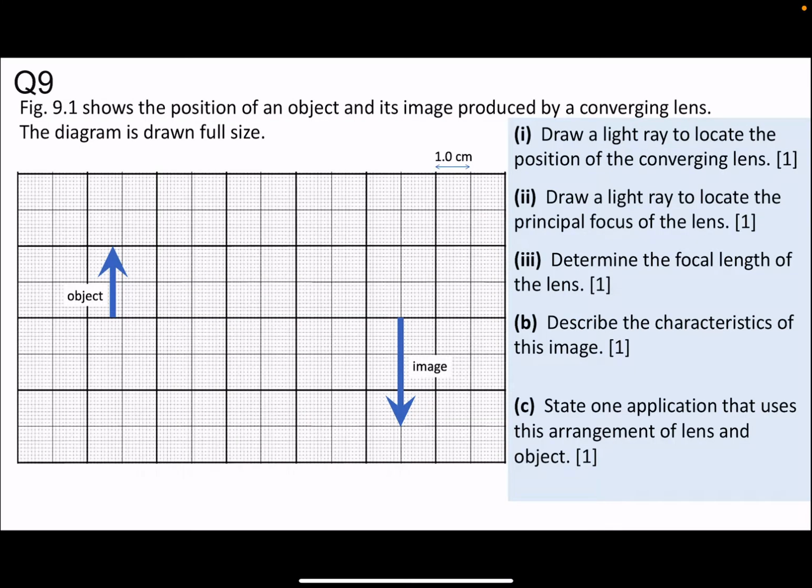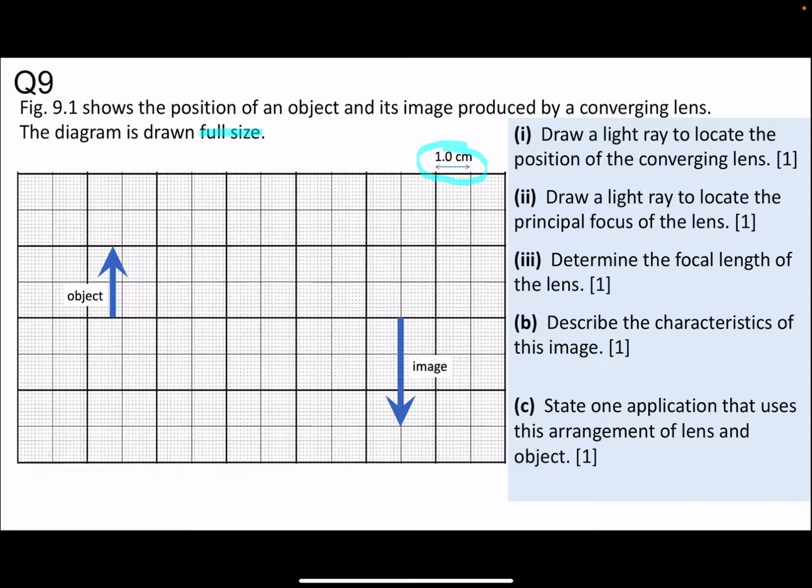Let's look at question 9. Question 9 shows the position of an object and its image produced by a converging lens. The diagram is drawn full size, or full scale. When you are told that the diagram is drawn full scale, then you must check what scale you are using. So here we are using this scale of 1 cm to 10 boxes.